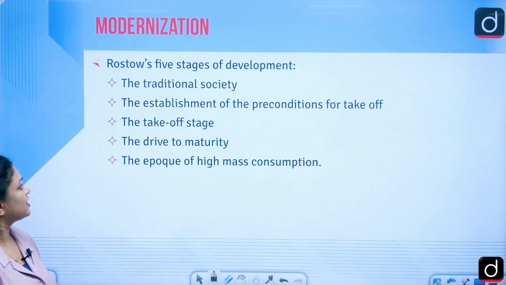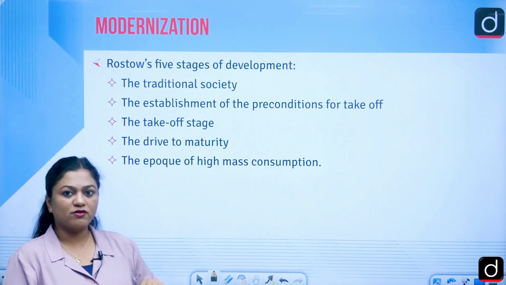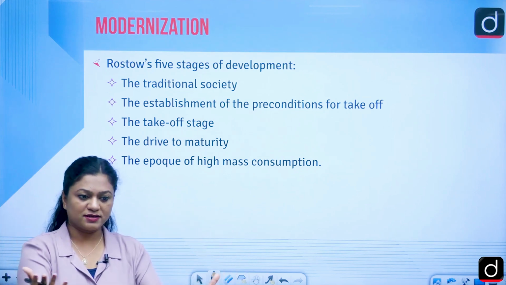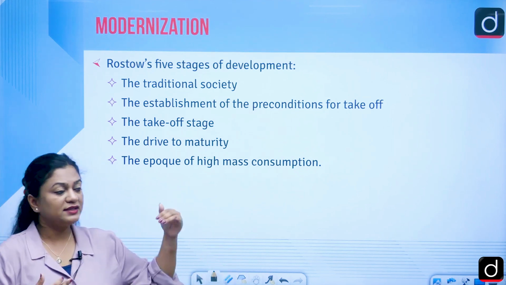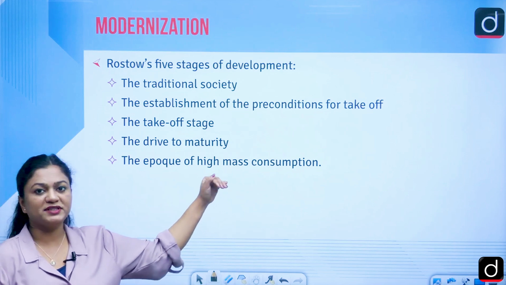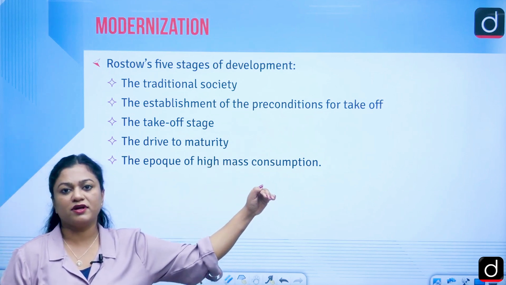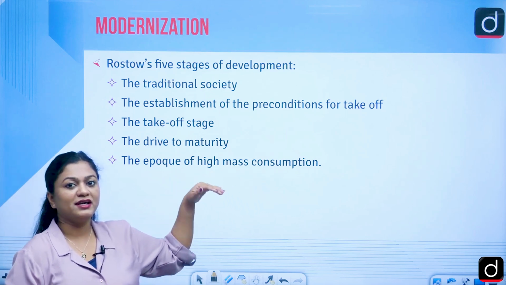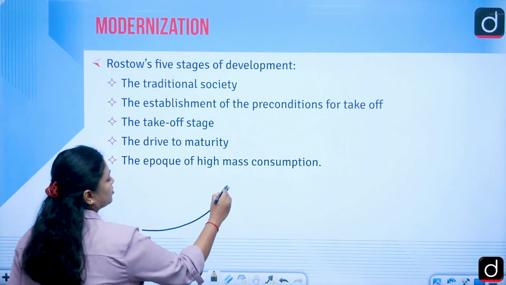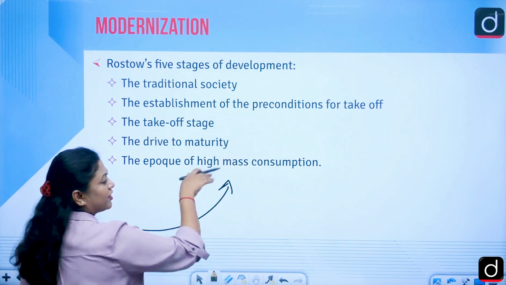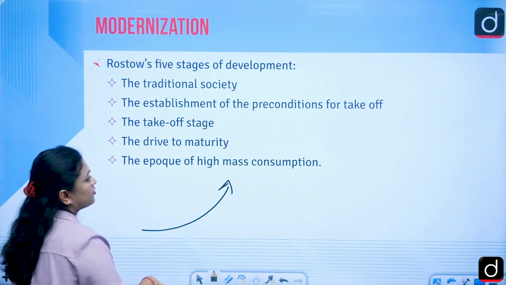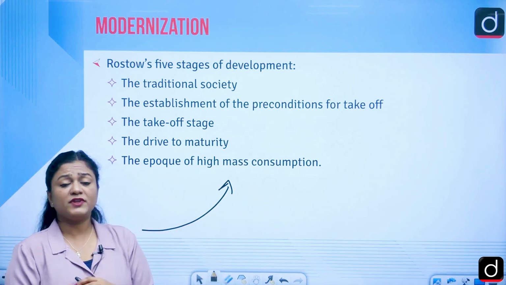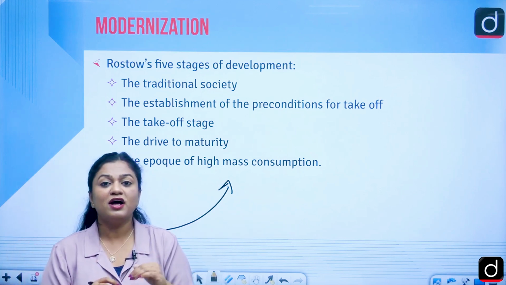Second stage, the establishment of the preconditions for takeoff. Here takeoff means industrialization. You have to make certain conditions for the takeoff. Then the takeoff stage happens. It means that you achieve the level of industrialization. Then after, drive to maturity, it means that you are going for an elevation in your economic growth. Epoch of high mass consumption. It means that it leads to high consumption.